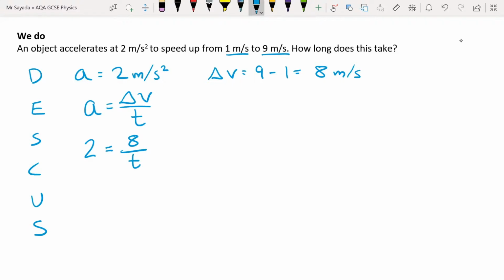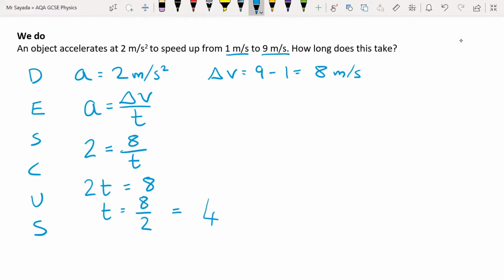Next, we have C. What does C stand for? Calculation. So we need to rearrange the formula. So pause the video and find out what T is equal to. Hopefully, you've rearranged correctly. So you should have done multiplying by T to get 2T equals 8, and then dividing by 2 to get T is 8 divided by 2. You can always use a calculator, although 8 divided by 2, you shouldn't need one. 8 divided by 2 is 4.